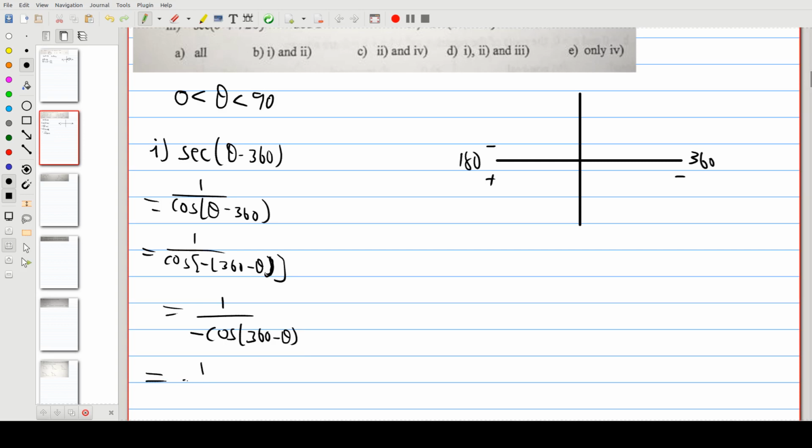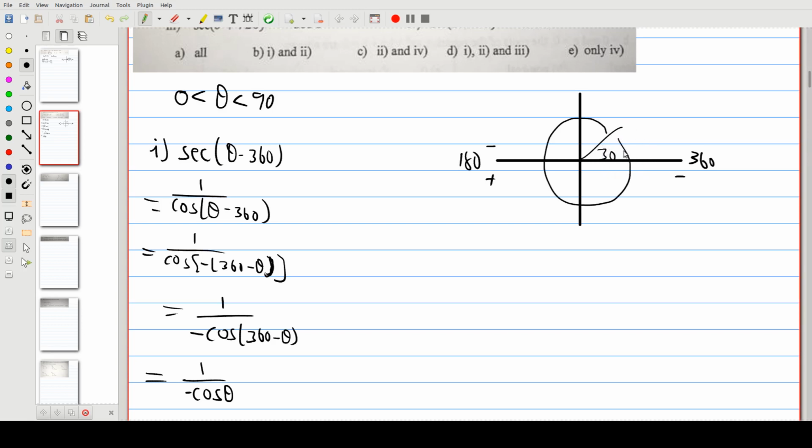And that finally gives us 1 over, and then cos of 360 minus theta, cos is positive here, so that's just negative cos theta. And yep, that should work. So let's just make sure. If we have theta minus 360, so that's the same as having, let's say if theta was 30 degrees. If we had 30 here, and we subtract 360, so that's going this direction, then we get back there.